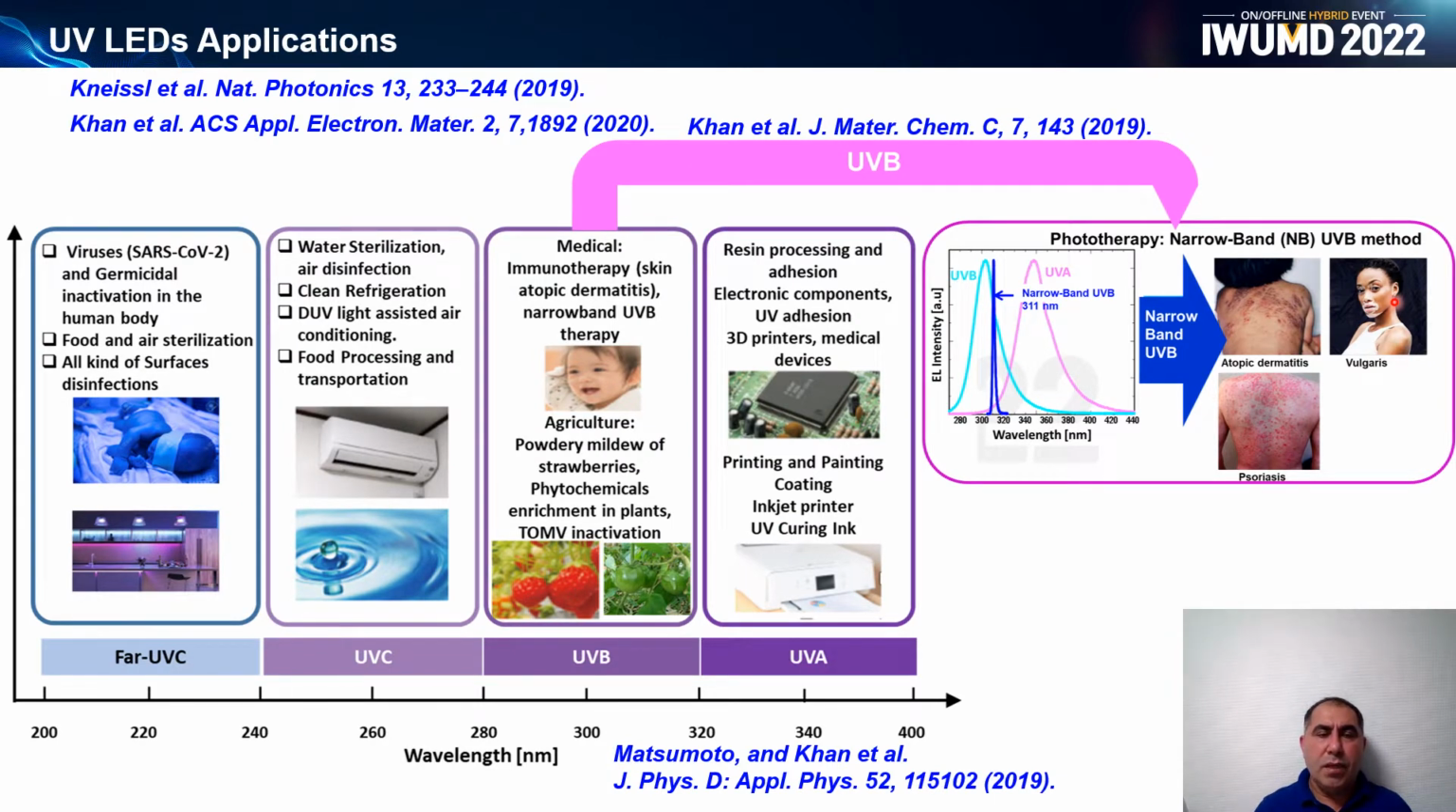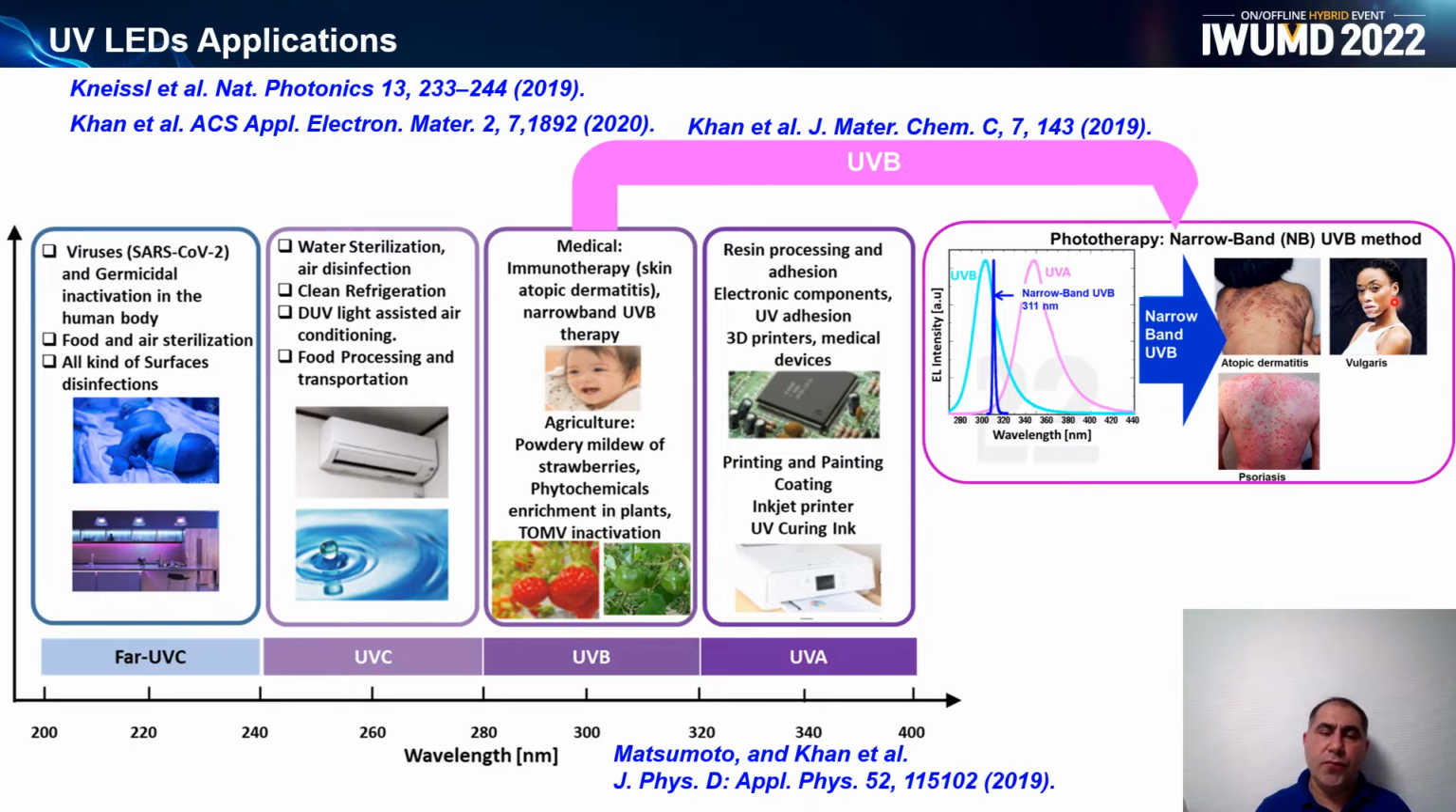A UV LED has a lot of applications. We can inactivate viruses, for example, SARS-CoV-2 coronavirus in human body, as well as in public spaces by using 222 nanometer far UVC LED. We can use UVC LED for the food preservation and disinfections, air sterilizations, and water sterilization too.